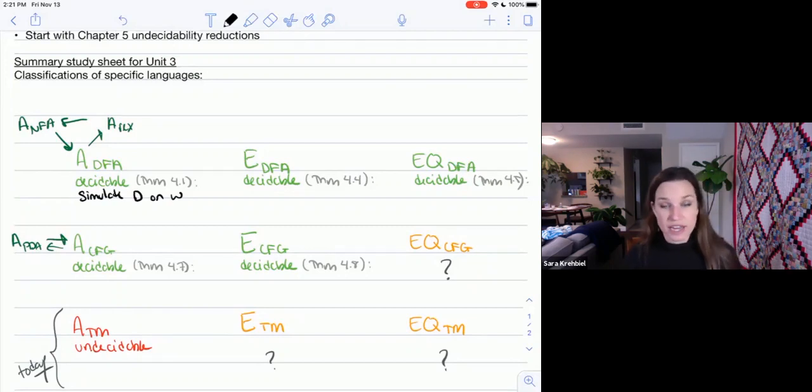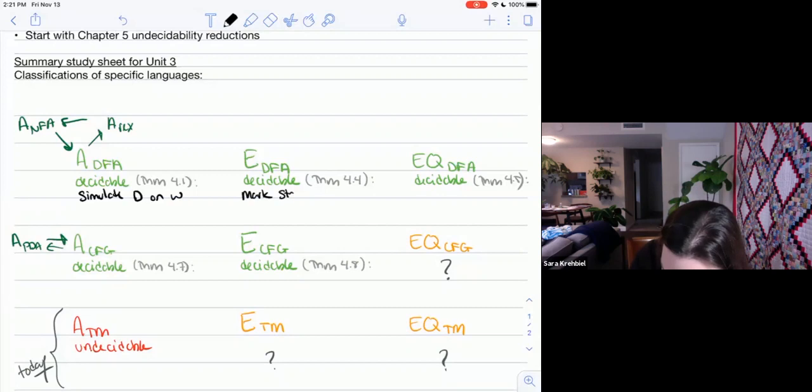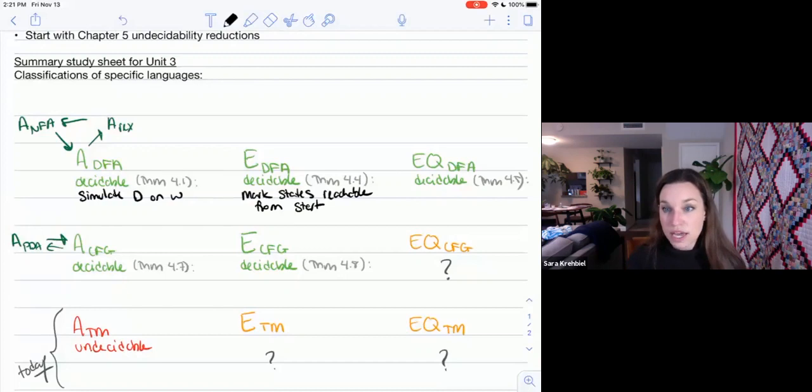So the basic way that the decider worked for eDFA is we had our Turing machine on the tape, and we decided to do a breadth first search process to mark all of the states reachable from the start state. And then if we reached an accept state, that meant that the language of the DFA was not empty. So the DFA is not in eDFA. And if we did not reach an accept state, then that meant that the language of the DFA was empty. So that DFA is in eDFA.